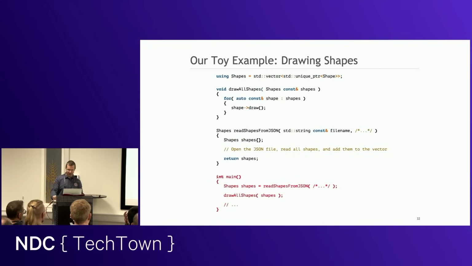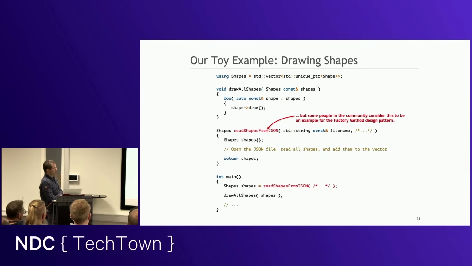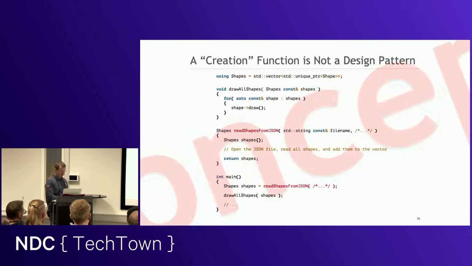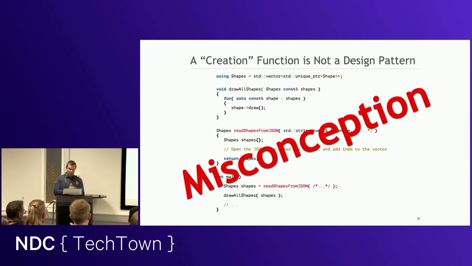Now, my major point of interest is the read shapes from JSON function. This function creates all the shapes. And so it creates something, it's a factory function. In literature, however, and as I said, also in blogs, very often this is considered to be an example for the factory method design pattern. We create something. No. Unfortunately, no. A creation function is not automatically a factory method or even a design pattern.